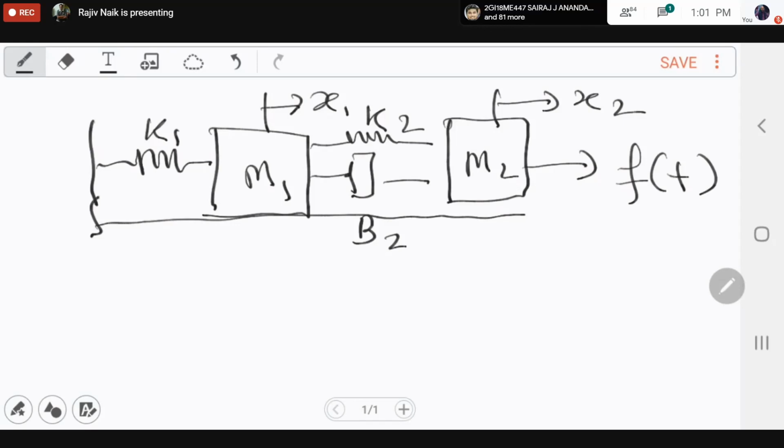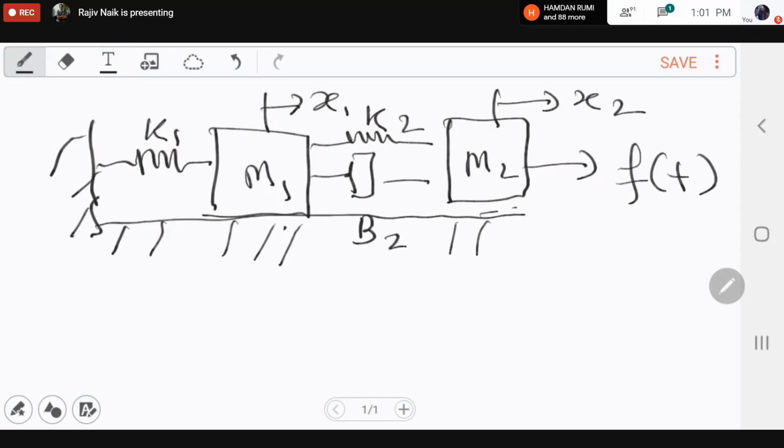There is mass M1, and mass M2 is there. So this mass M2 and mass M1 are connected by means of one spring K2 and one damper B2, whose damping coefficient is B2. And here there is one spring, K1, connected to a rigid wall. So the boundary line is a rigid body.